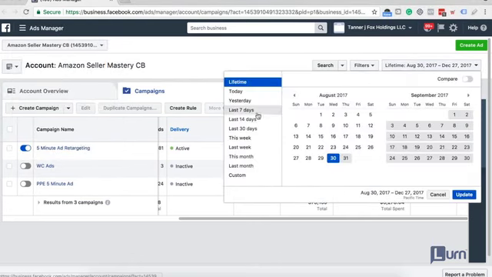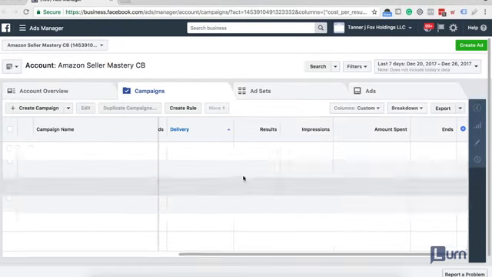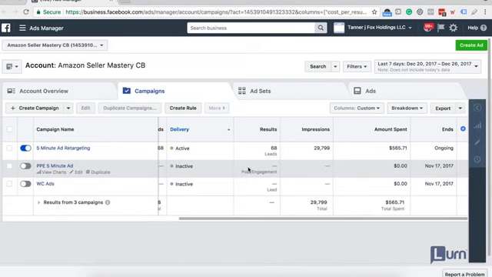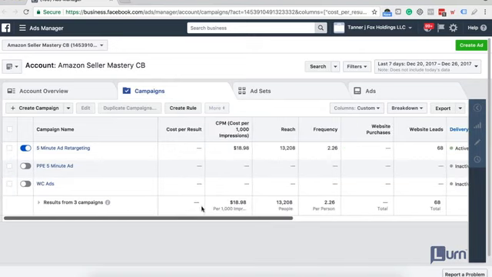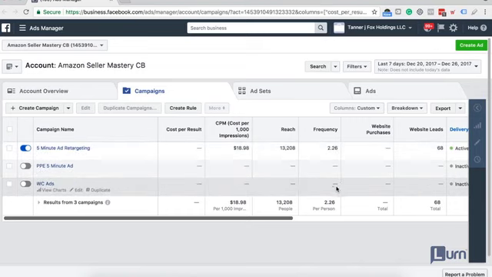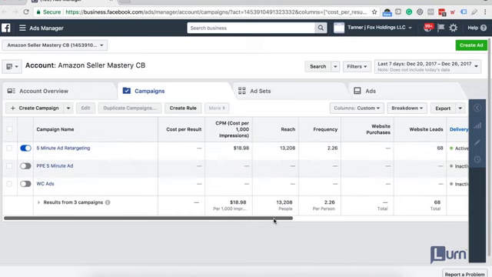But let's just go into the last 7 days, and I'm going to take a look at the data again, just on the campaign overview. So right over here, we can see cost per result. For some reason, it's not really showing us in the last 7 days. So let's just do this manually.